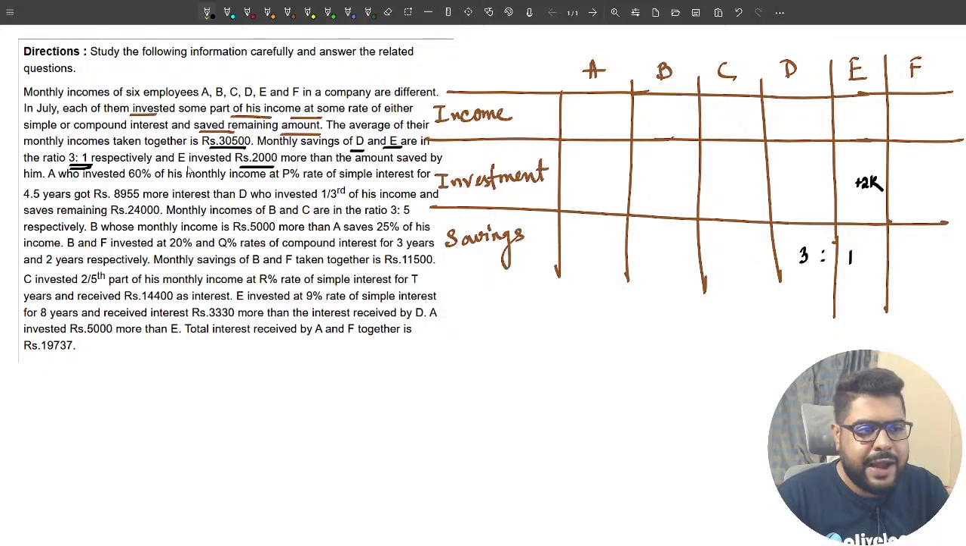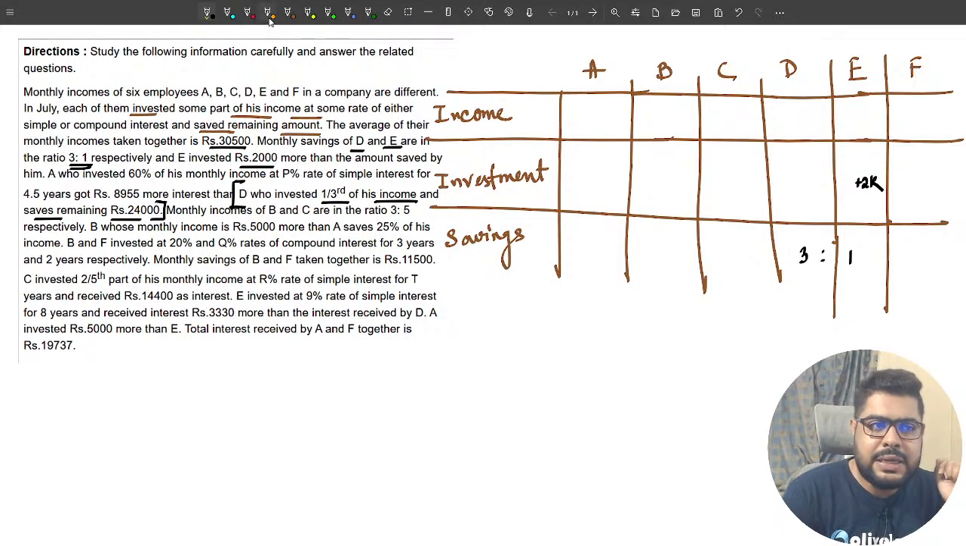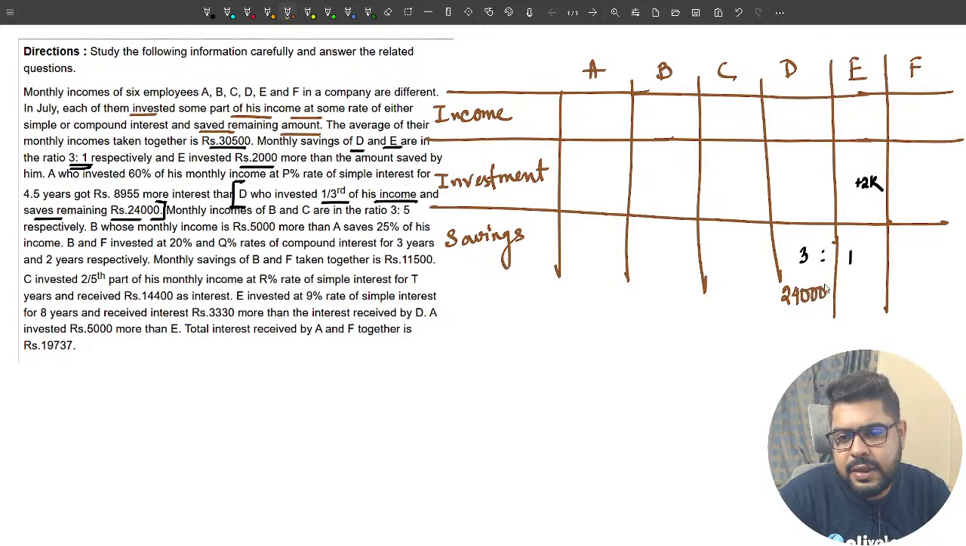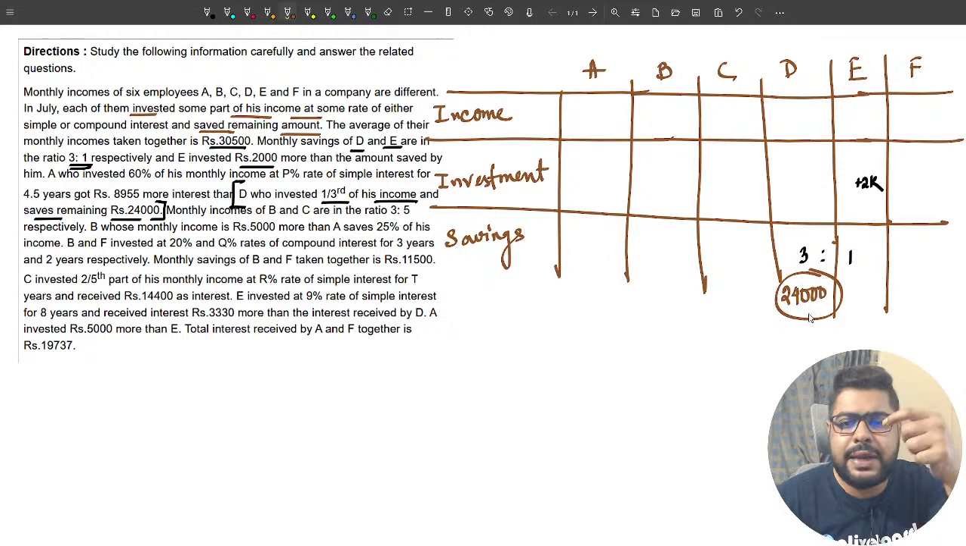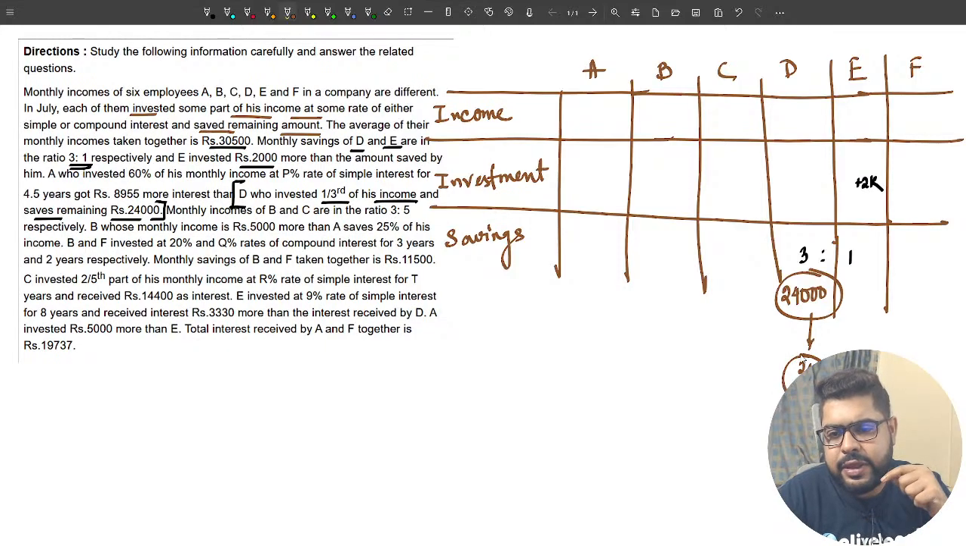Now let's figure out values. A received this, leave it. D, who invested 1/3 of his income, saves the remaining 24,000. Sir, this is nice. You see, D saved 24,000 rupees, and he invested 1/3, meaning the savings are 2/3 of the income. So the investment will be half of the savings, because this is 2/3 and that is 1/3. So it is 12,000 rupees.